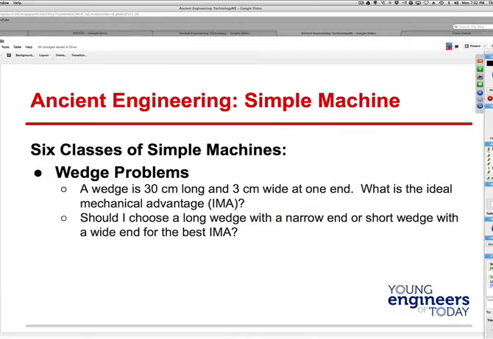All right. A wedge is 30 centimeters long and 3 centimeters wide at one end. What is the ideal mechanical advantage?